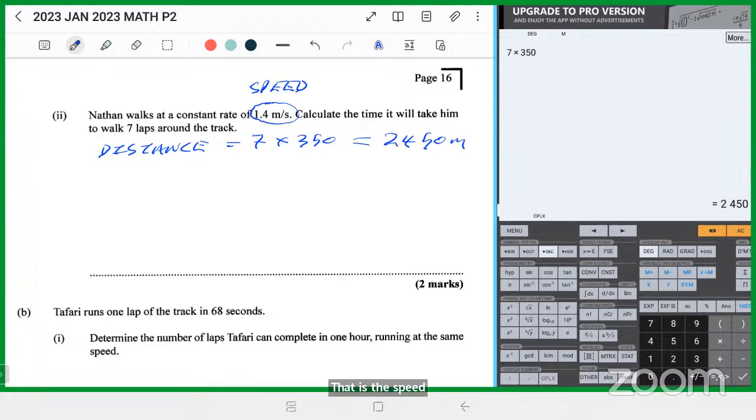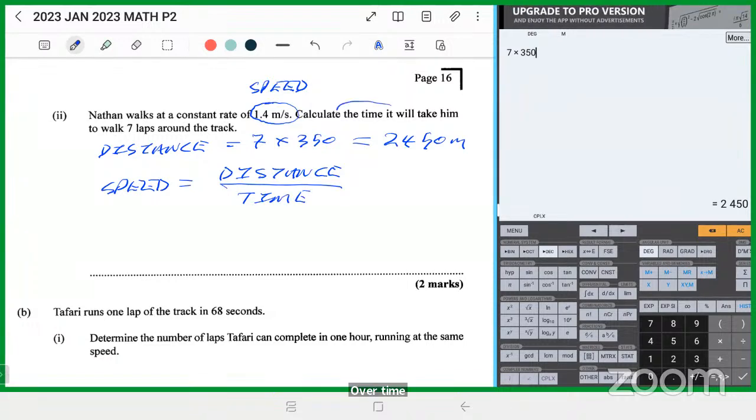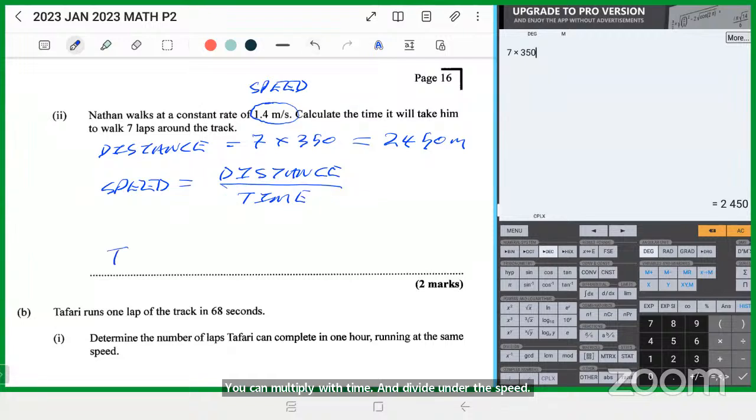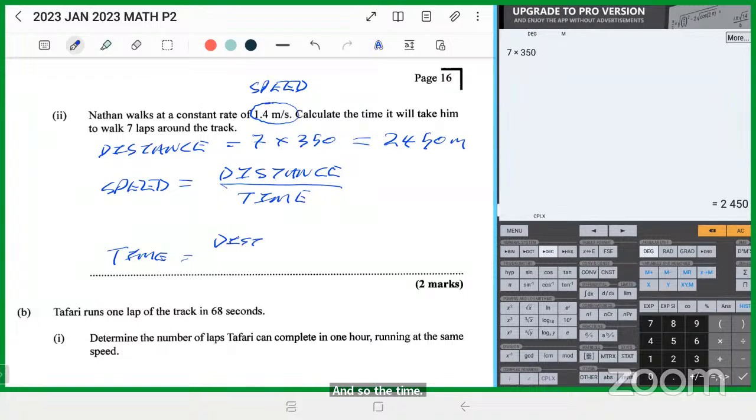And we can use a formula that says speed equals distance over time. And we are trying to find time, right? We need to make time the subject of this equation. We can multiply up the time and divide under the speed. And so the time is going to be equal to the distance over the speed.